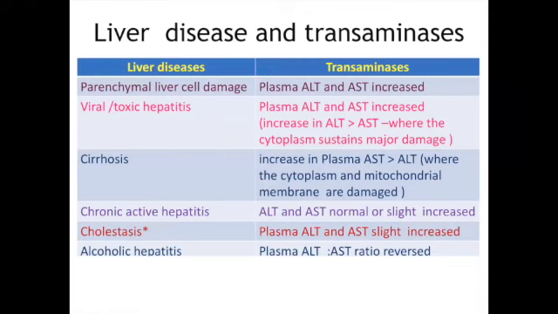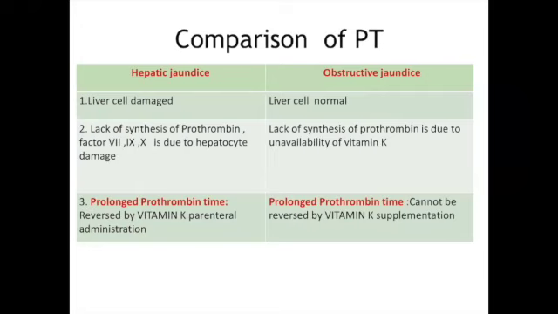So the liver disease and transaminases, whenever there is parenchymal liver cell damage, there will be elevated plasma ALT and AST. In viral hepatitis, again, the plasma ALT and AST increase, but increase in ALT is more than the AST. Whereas in alcoholism, as I mentioned, the ALT-AST ratio is reversed. The other test which we use is the albumin level and total protein. If there is chronic liver dysfunction or obstructive jaundice, when there is decreased liver synthetic function, we will have a very low albumin level. But in patients with chronic liver disease, the total protein may be high, but the albumin globulin ratio will be reversed.